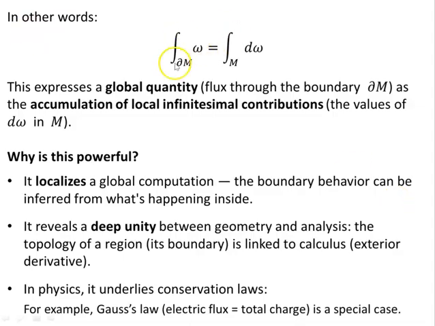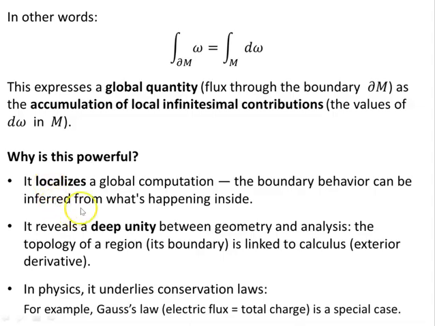All right, so in other words, the integral of omega over the boundary partial M is the integral of d omega over the whole manifold, or at least over the coordinate system of the manifold involved. Now this expresses a global quantity, the flux through the boundary partial M, as the accumulation of local infinitesimal contributions. That's the values of d omega in M.